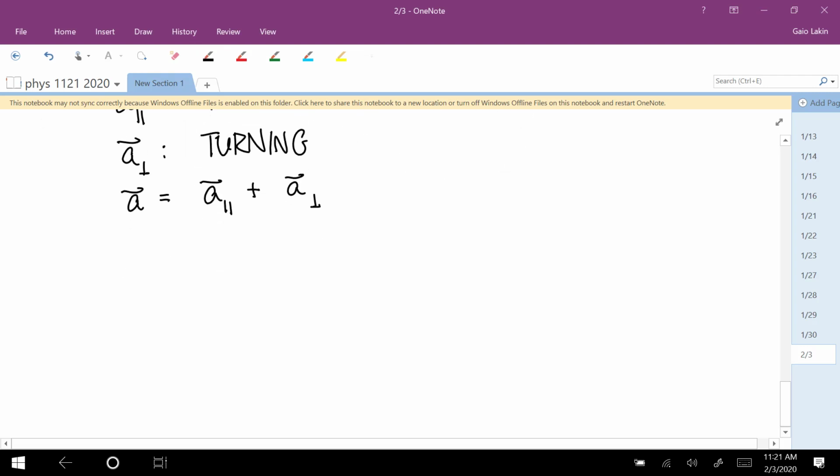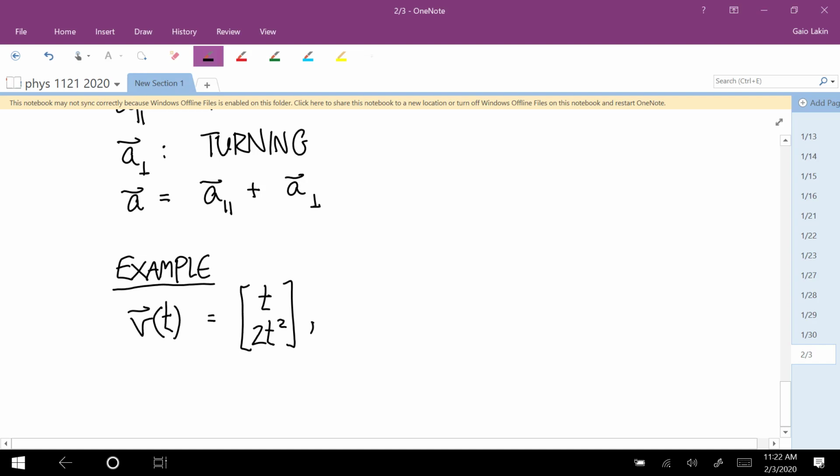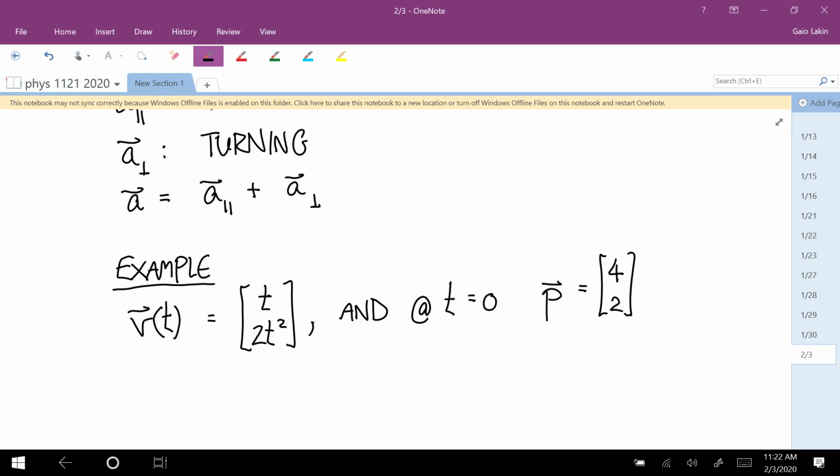Okay, so using this information, I'm going to go through an example. So let's say that we know the velocity vector as a function of time is equal to t for the x component and 2t squared for the y component. And let's say that when time is equal to zero, the position vector is 4, 2. Okay. So at any time, this represents the velocity vector of the object. And when time is equal to zero, these are the coordinates of the object.